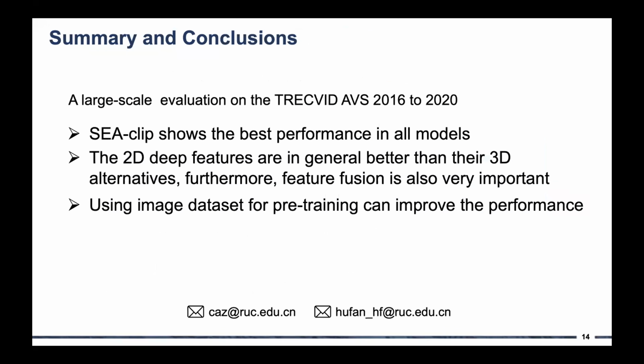Okay, summary and conclusions. After a large-scale evaluation on the TRECVID AVS 2016 to 2020, we found that C-CLIP shows the best performance among all models. If you want to get started on the AVS task, maybe you can start here because the model is open source. And if you already have a cross-modal matching model, you might as well try using the combined feature or a better feature fusion method to improve performance. In addition, it's also a good choice to use image data to pre-train the matching model of AVS. Okay, that's all. Thanks for listening.